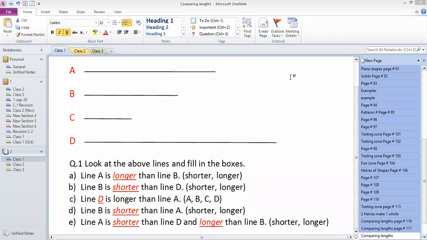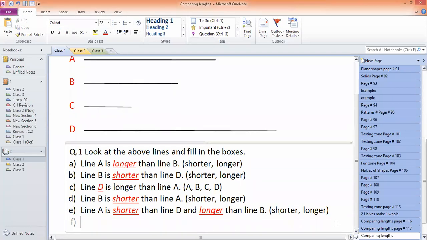Clear, guys? Yes, sir. Very good. Now write next. F. Dash is the longest line. Options are A, B, C, D. Which is the longest line, guys?